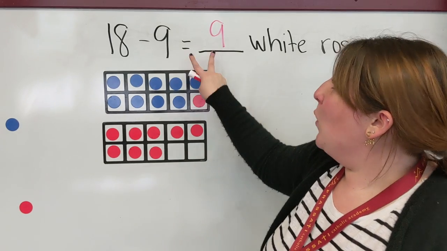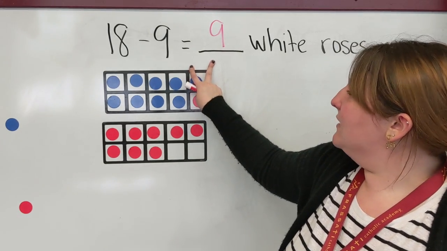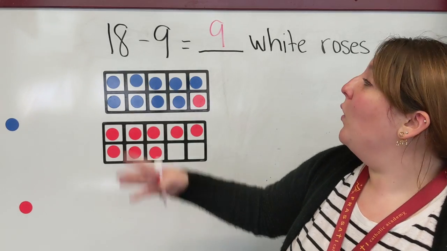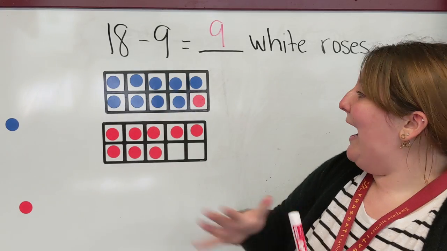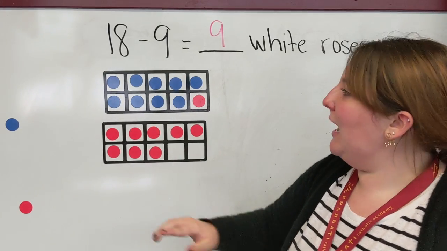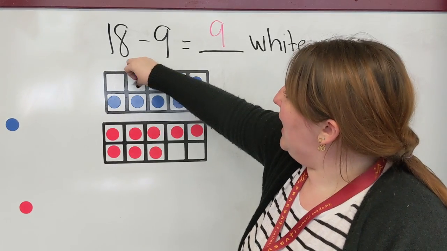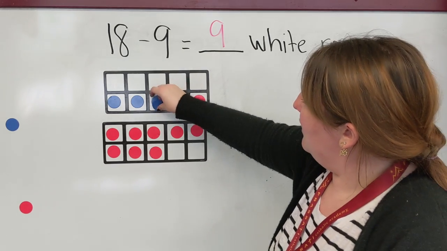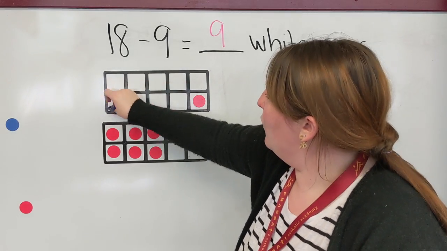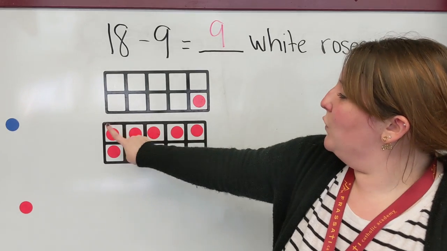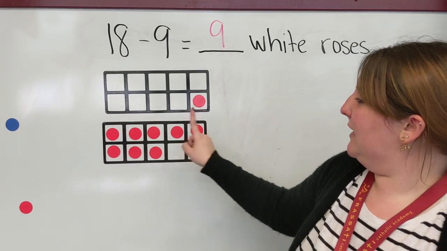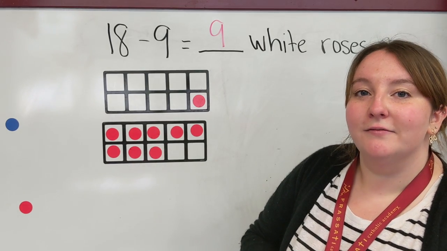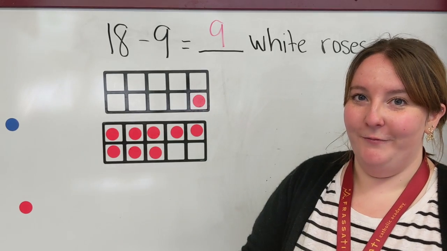If you notice, we also have our doubles fact. 9 plus 9 equals 18. Or we can show 18 minus 9. If we take away our 9 blue counters, that leaves us with 1, 2, 3, 4, 5, 6, 7, 8, 9 white roses, or red counters.